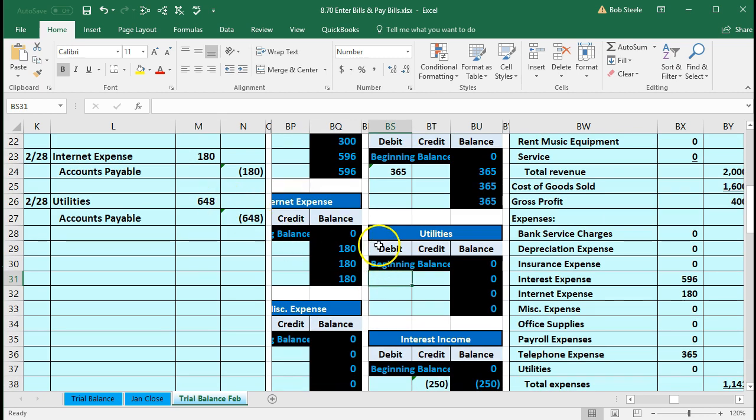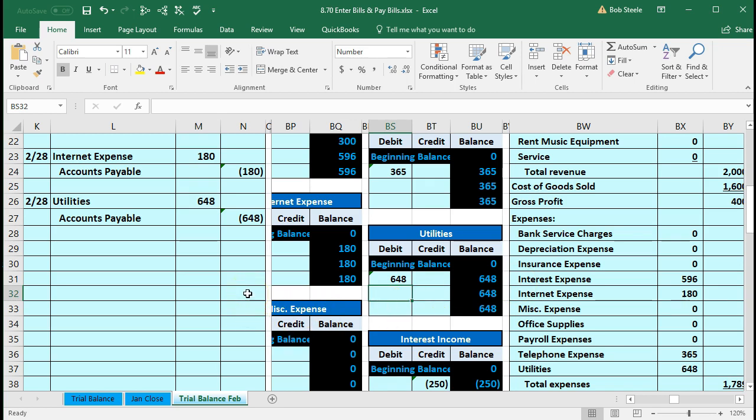It's going to be a debit in the utilities in BS31. We will select equals 0.2. That's 648, bringing the balance up to 648. That same 648 should be found on the trial balance.